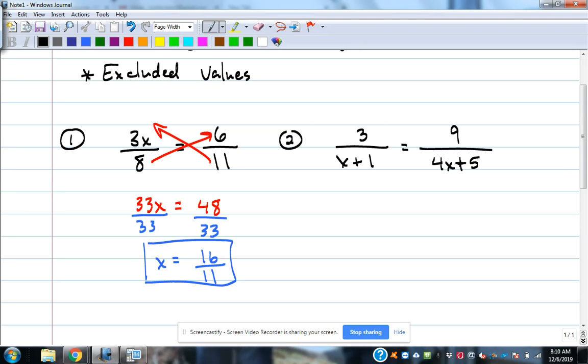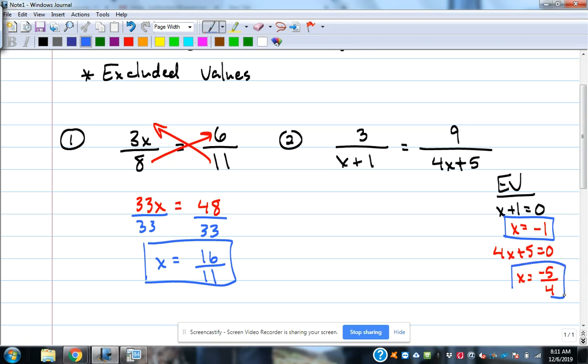So with this one, are there any excluded values? Yes, so we know we're going to have to find those. So our excluded values are going to be x plus 1 equals 0, which gives us an excluded value of -1, and then 4x plus 5, -5 over 4. And you guys have gotten so much faster at solving those things. It's stinking impressive.